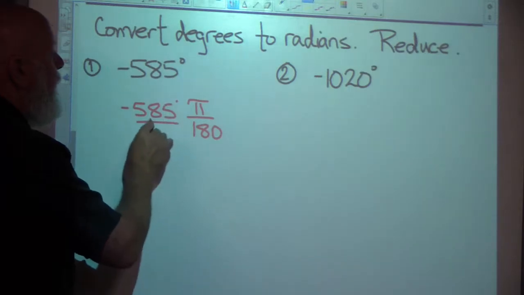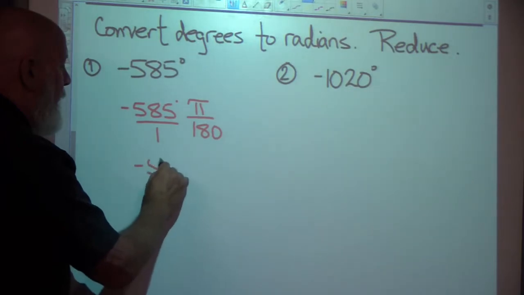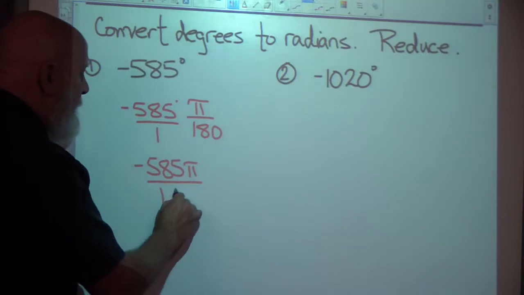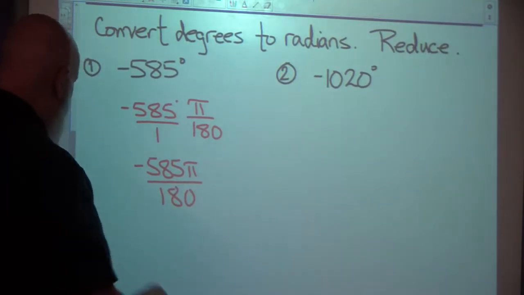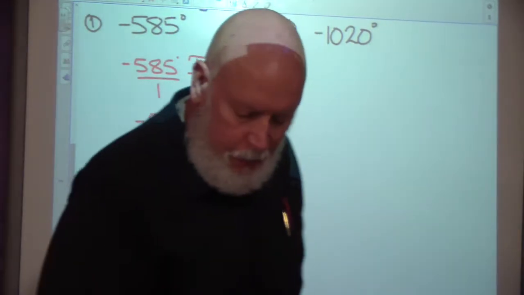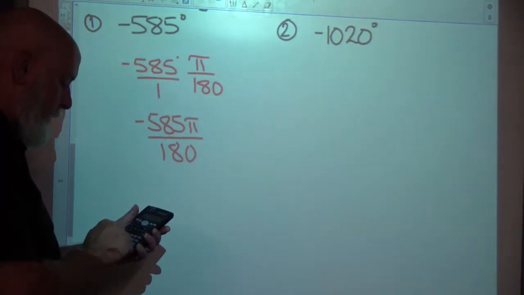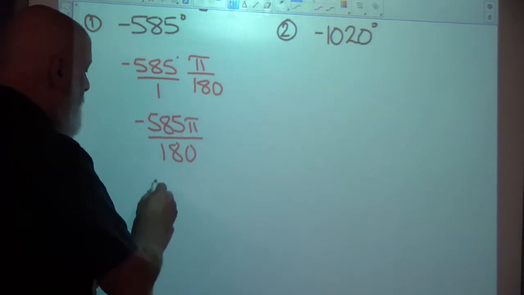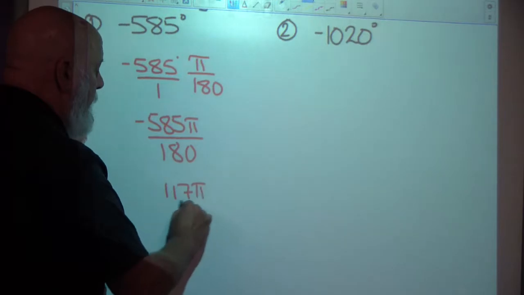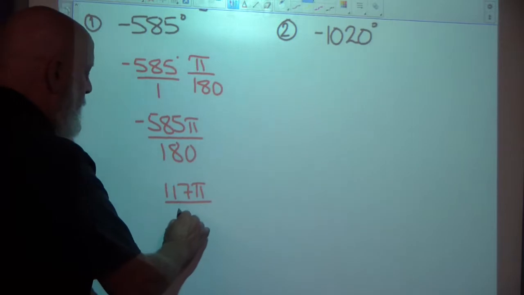You can think of this as being negative 585 over 1 if you want to. That'll give me negative 585 pi over 180. And now I'm going to reduce. 585, I'm going to use a calculator so I don't have to think as hard. I know they'll both divide by 5, so we'll do that first. That'll reduce to 117. 180 divided by 5 equals 36.